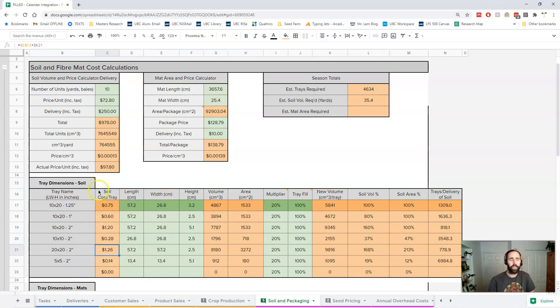Now, there's a bunch of stuff that goes into this calculation. You'll notice, usually you'll see a list of costs and the total at the bottom. I tend to put my totals at the beginning of everything.